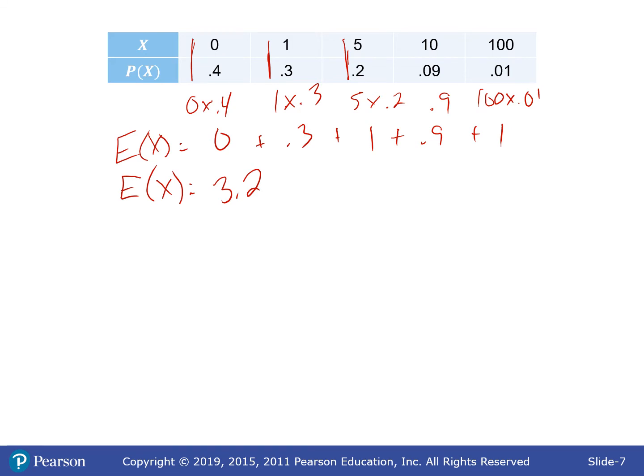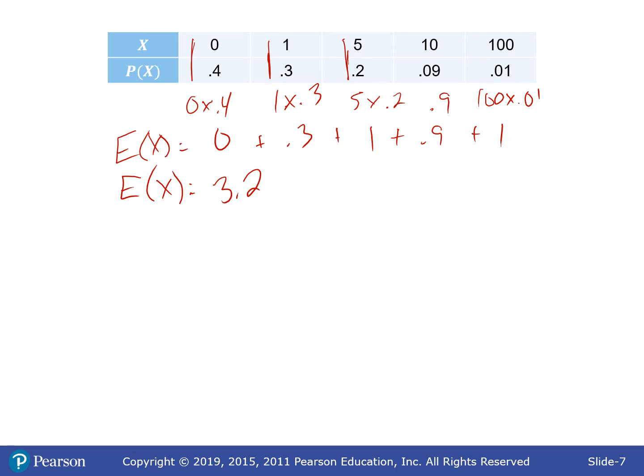Now, I mentioned that expected value is kind of misleading, because you can't expect to get 3.2 ever. Like, that is not one of our options. But in the long run, if we average it out, that's what we're going to get.